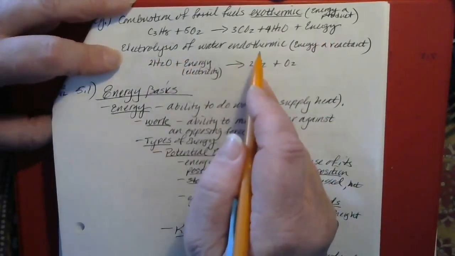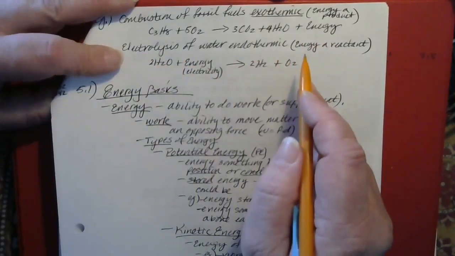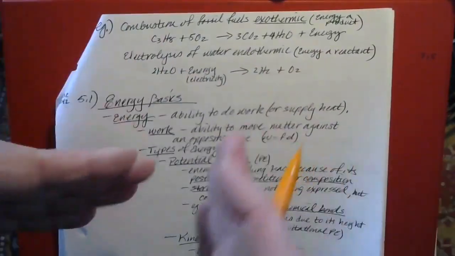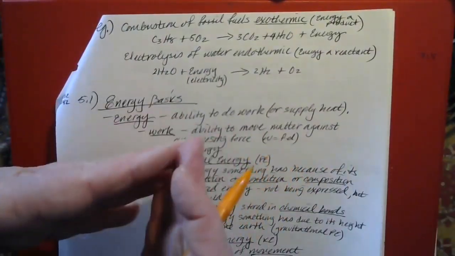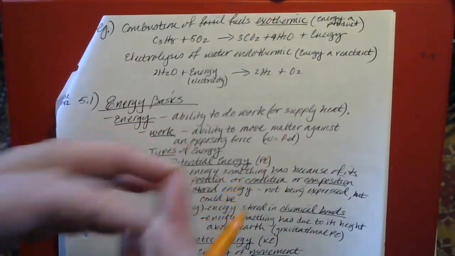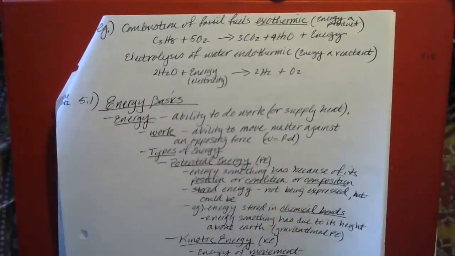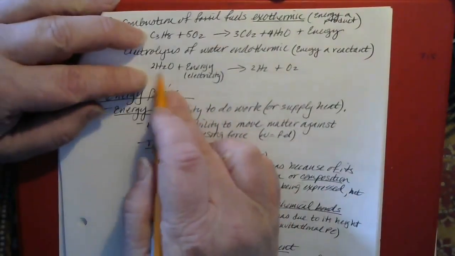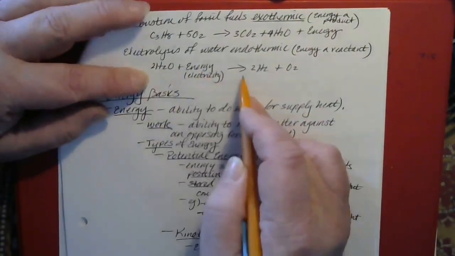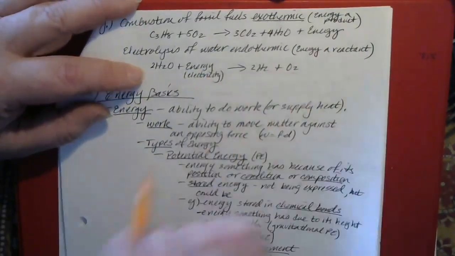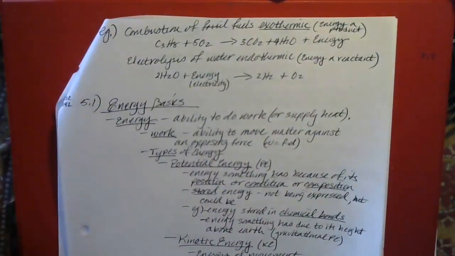For something like the electrolysis of water, which is endothermic, that just means that energy is going to be effectively a reactant in the reaction. So you have to put energy in and keep putting it in to get the reaction to occur. So the water plus energy in the form of electricity will yield hydrogen and oxygen as two separate elements.